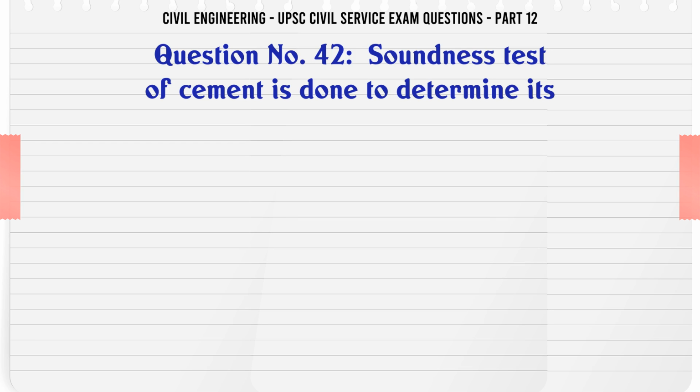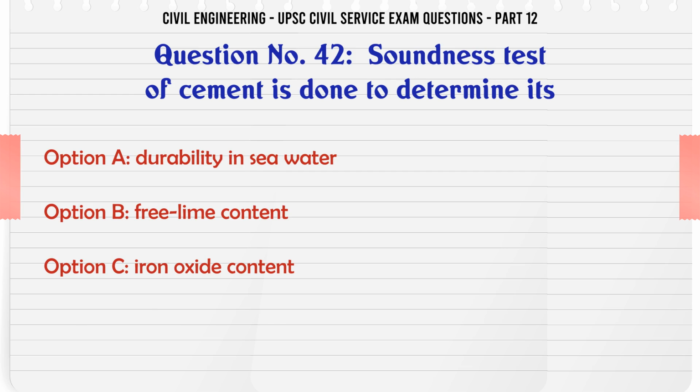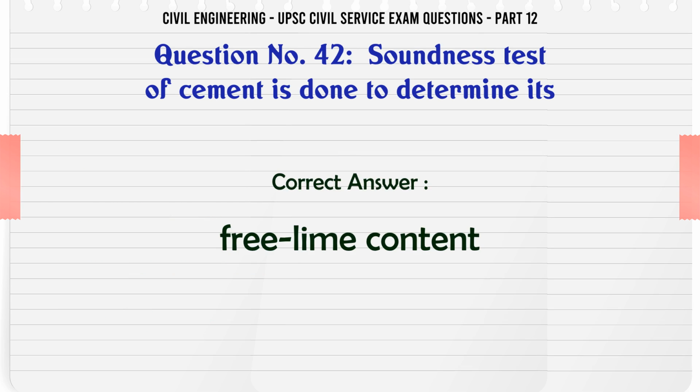Soundness test of cement is done to determine its A, durability in sea water; B, free lime content; C, iron oxide content; D, alumina content. The correct answer is free lime content.